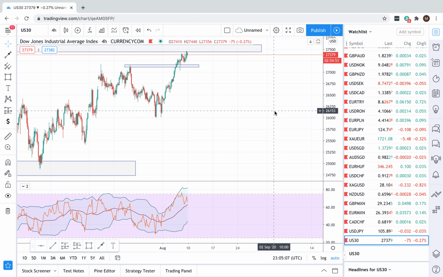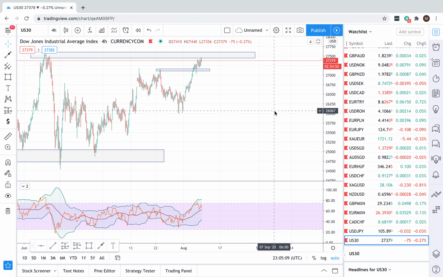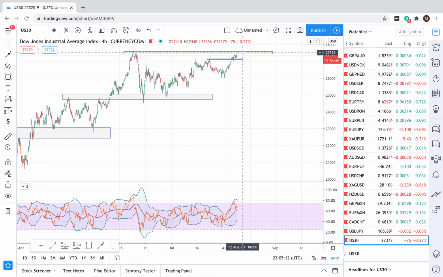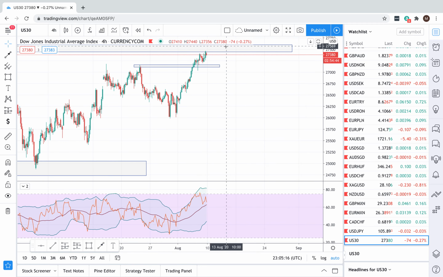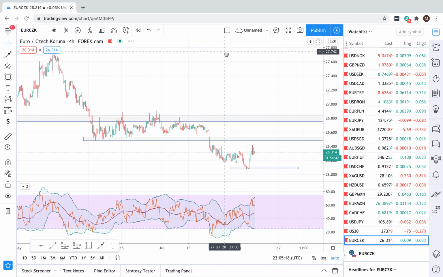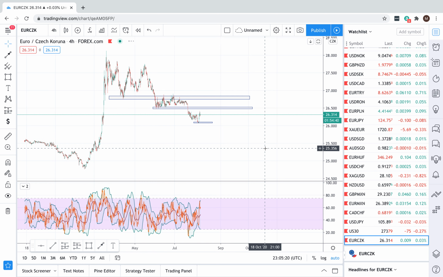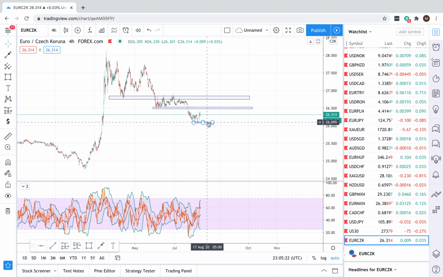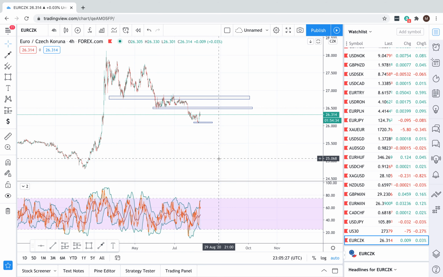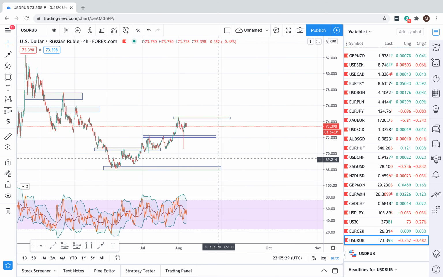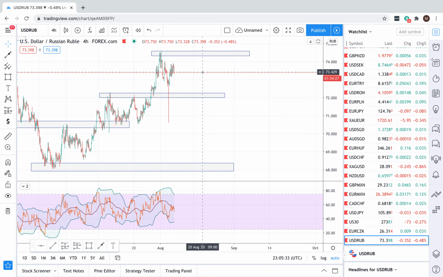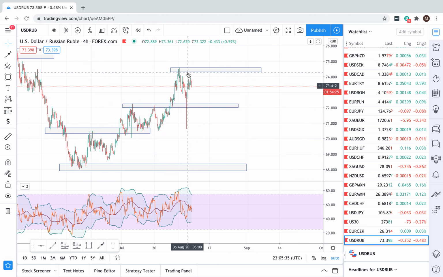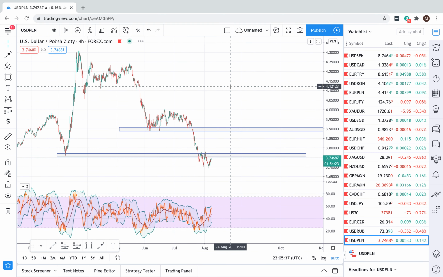US 30, I would wait for price to break this level over here and show us continuous bullish momentum, or retest to go in long. Euro CZK, I'll wait for price to break this level to go in short, or a retest of this zone to go in short. USD RON, I would wait for price to break this level right now to go in long after the retest.